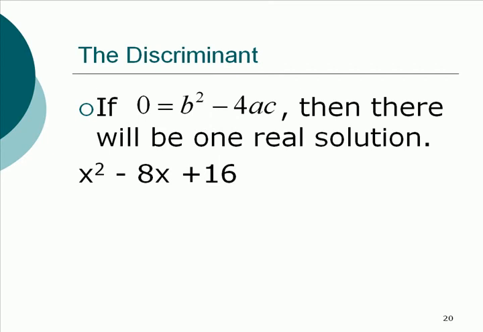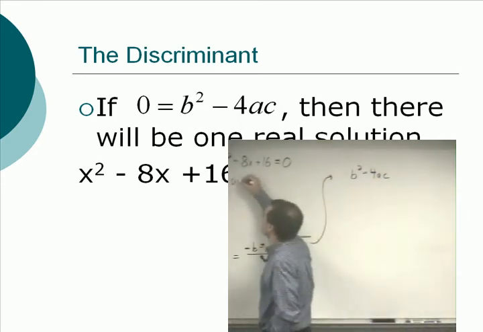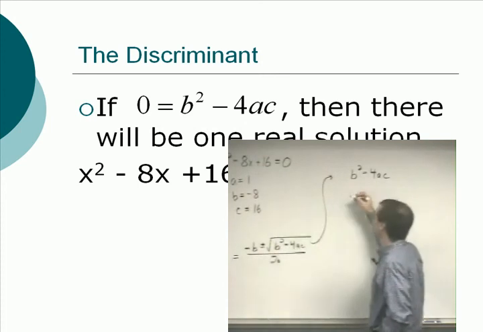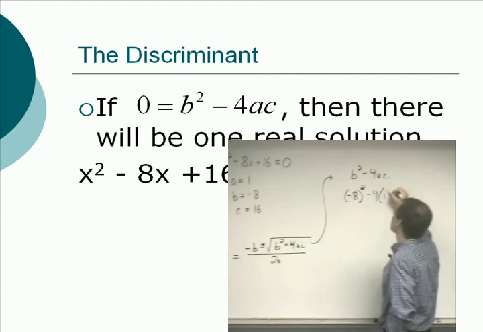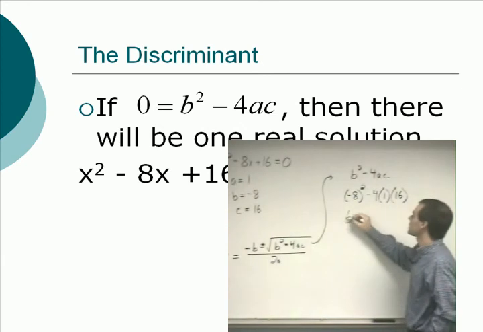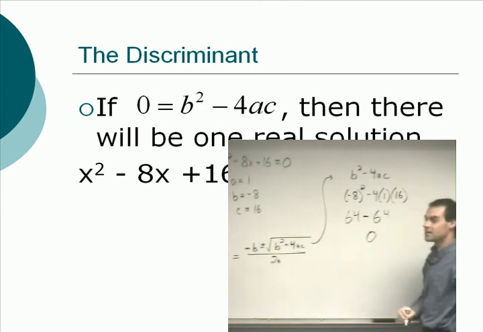X squared minus 8x plus 16 equals 0 is what that equation should read. So, in this case, we have a equals 1, b equals negative 8, and c equals 16. So if we fill in those values, we have b squared, that's negative 8 squared minus 4 times 1 times 16. So that becomes 64 minus 64. And so the discriminant value is 0. That means we're only going to have one solution to this. There's only going to be one number that will make it true.